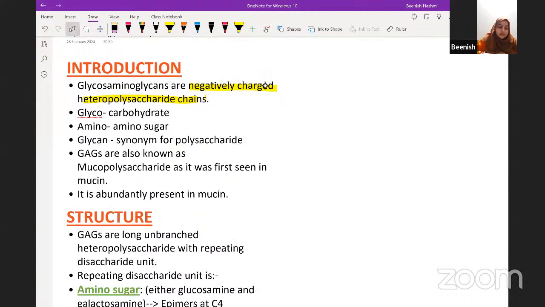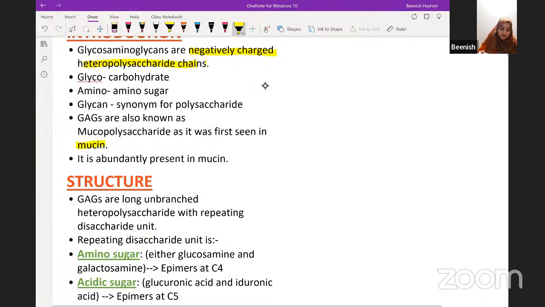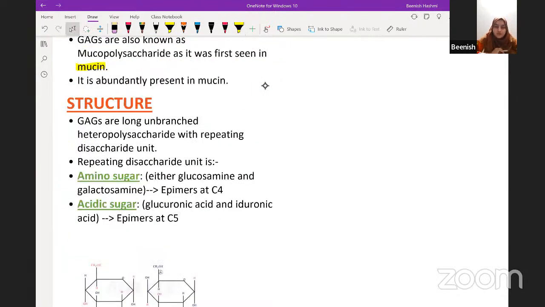From the name, we can understand that glyco is something to do with carbohydrate and amino is there, amino sugar, and glycan is another synonym for polysaccharide. So GAGs are also known as mucopolysaccharide as it was first seen in mucin and is abundantly present in mucin. So that was a brief introduction, not so important.